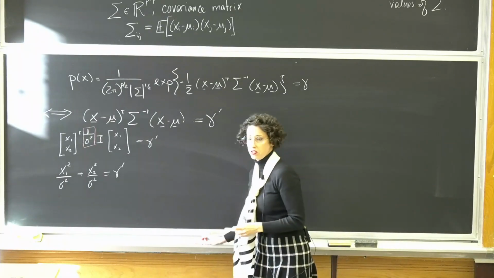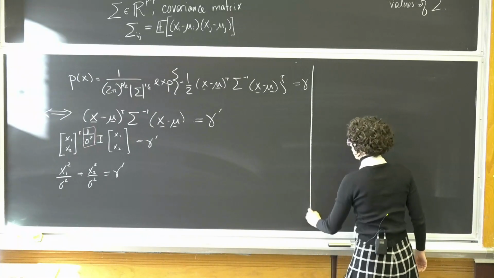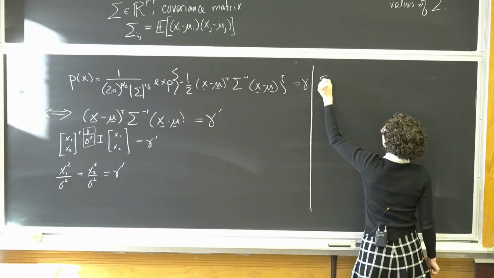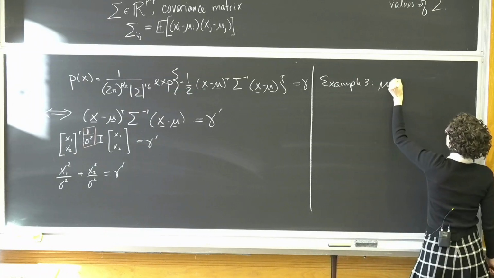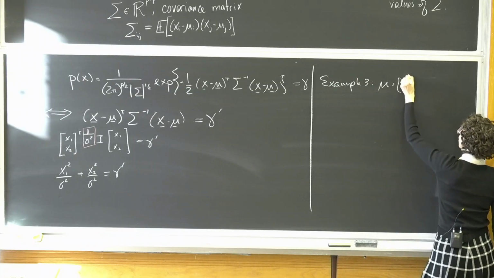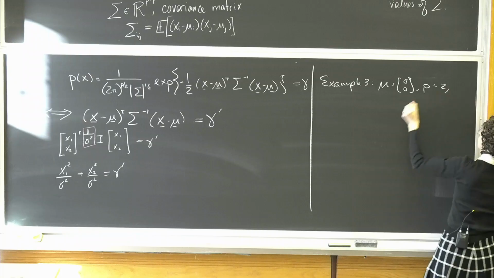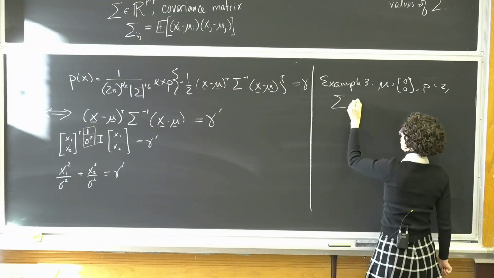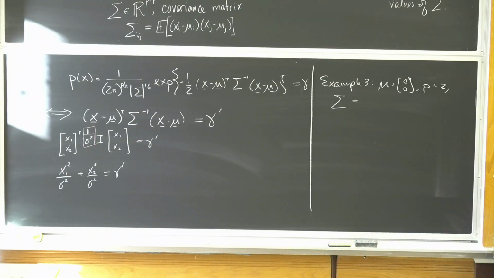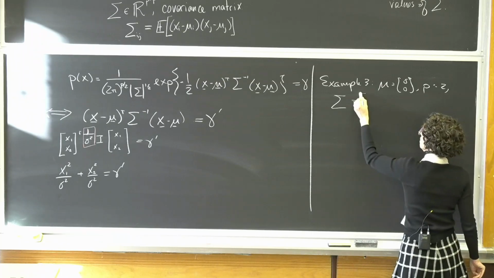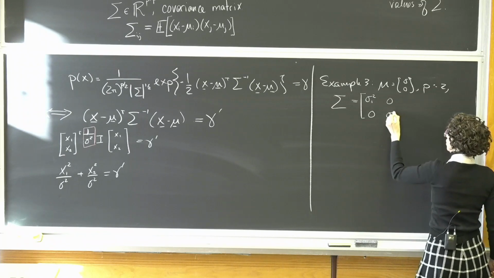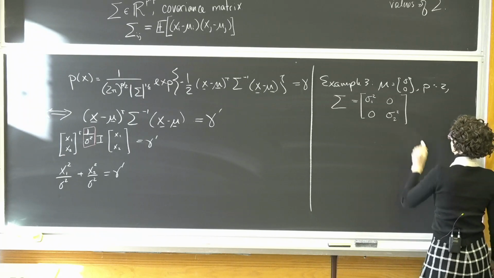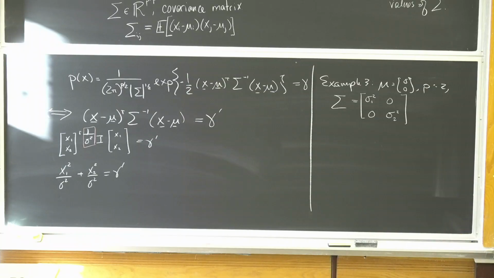Okay, so for our next example, we're going to do something similar. So mu is equal to 0, p is equal to 2, and our covariance matrix sigma is still going to be diagonal, but it's going to have different diagonal values. So I'll have sigma 1 squared and sigma 2 squared. Everything else is the same.